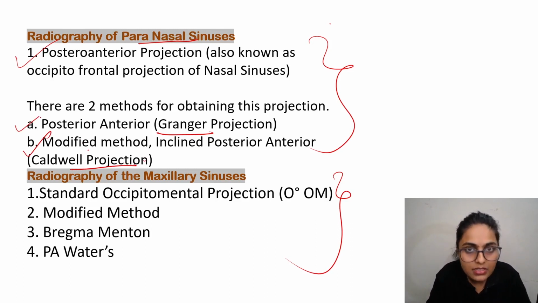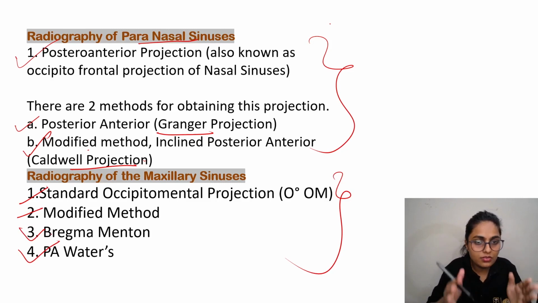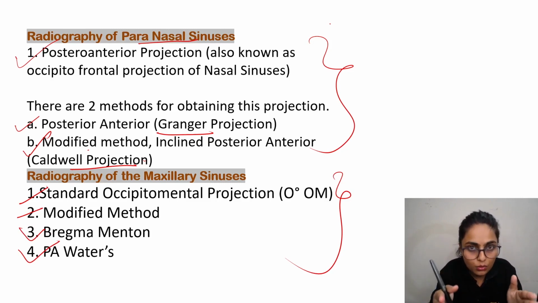Next is radiographs for maxillary sinuses. We have the standard occipital projection, the modified method of standard occipital, the Bragma method, and the PA Waters method. So just remember, they can ask you radiographs for checking sinusitis.